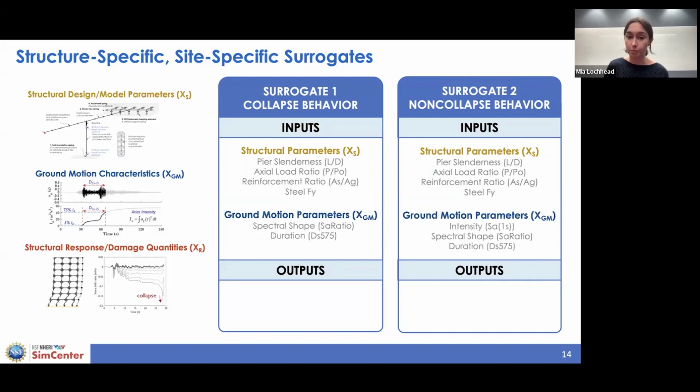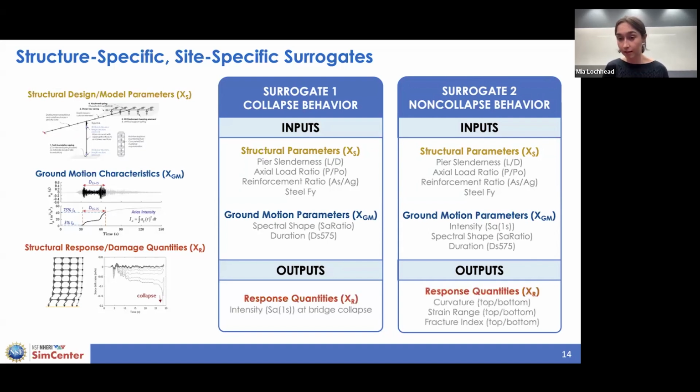Second, we also have ground motion parameters. And so this really, again, picks up what's the ground motion at our site, what are we trying to predict for? And then as outputs in each of these surrogate models, we have response quantities. This looks a little bit different in the collapse versus non-collapse case, but this really gets at what is our expected performance of our bridge given these input parameters.